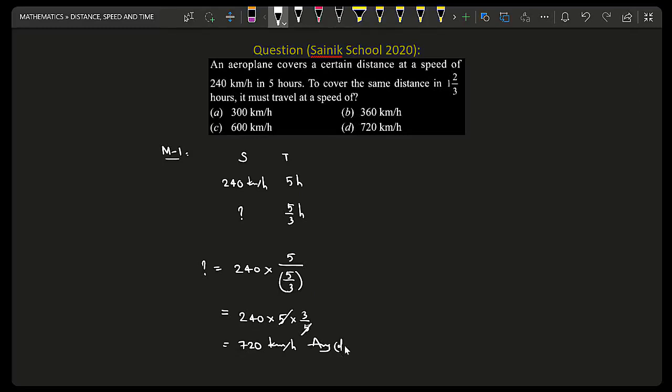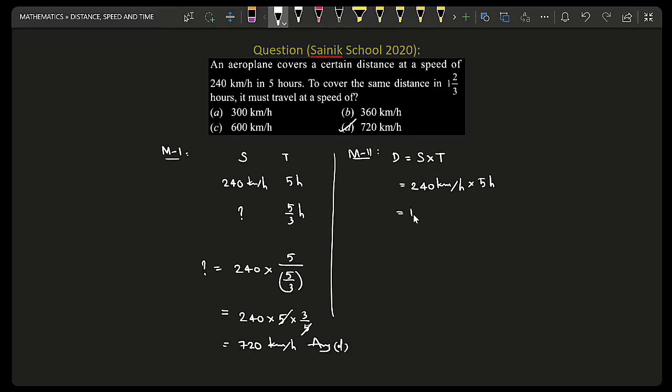Okay, now we used the unitary method. Now let us use the purely distance, speed, time method, not involving the unitary method. First let us find the distance, and using the distance and time, let us find the required speed. In the first case, I want the distance. Distance is equal to speed into time. Speed is 240 kilometers per hour into time 5 hours. So 240 into 5.